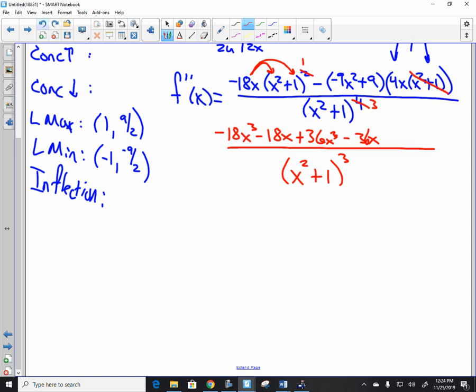Okay, so what do I have for my x cubed term? 18x cubed minus 54x over x squared plus 1 cubed.